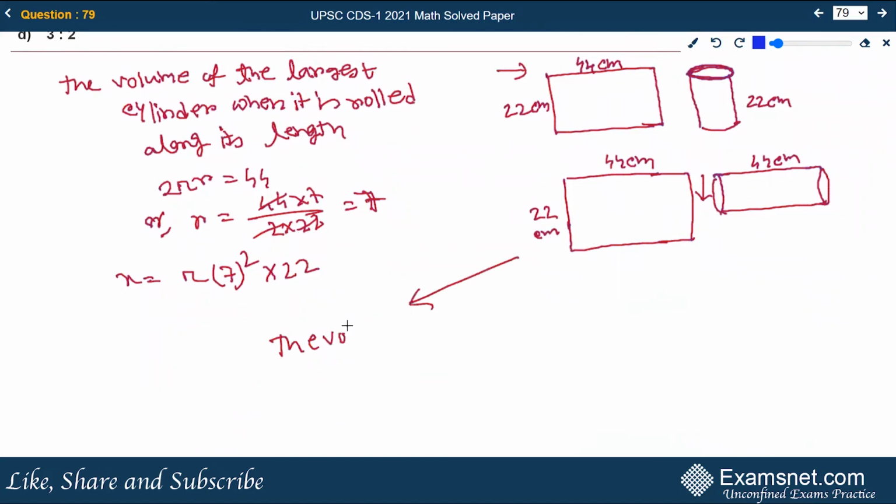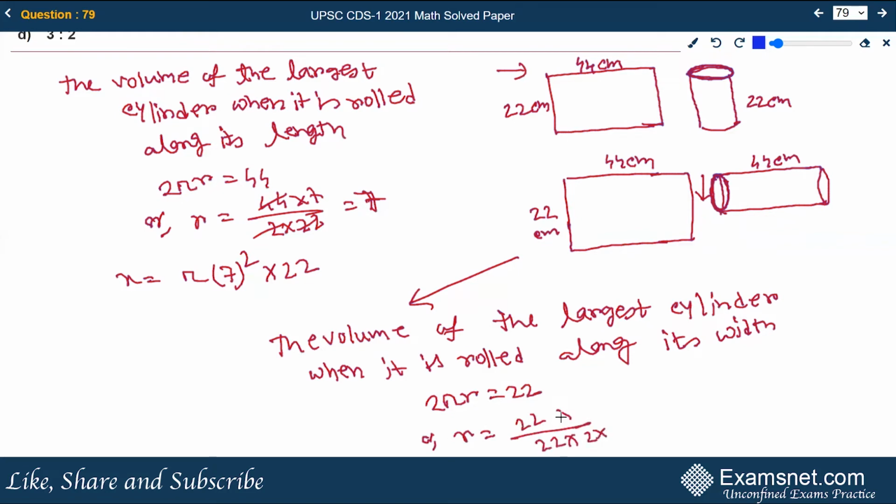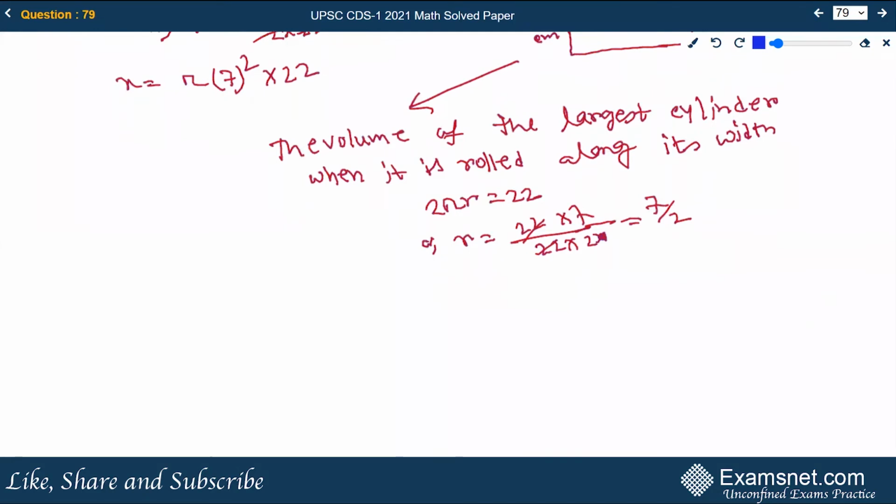When it is rolled along its width, that time, as you can see, the length becomes its height and the perimeter of the circular base is 22 centimeter. So 2 pi r equals 22 centimeter. So here the radius r will be 7 by 2 centimeter. So r is 3.5 centimeter.